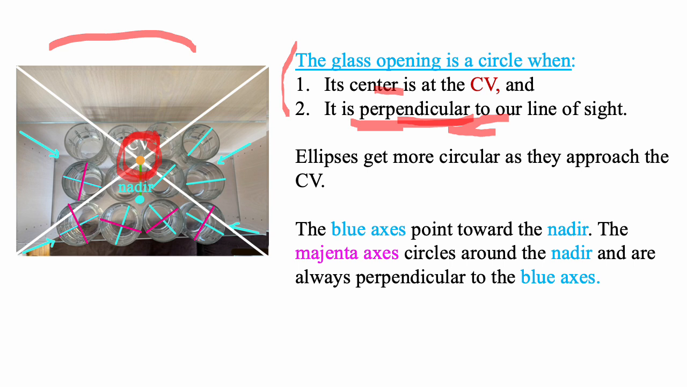Ellipses around it get more circular as they approach the center of vision. Now let's look at these blue axes. They all point toward the nadir, and the magenta axes circle around the nadir because they always must be perpendicular to the blue axes. So if we want to know how round an ellipse is, we need to know how close it is to the center of vision. If we want to know how an ellipse tilts, we have to find the nadir.